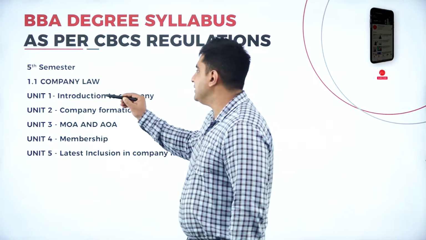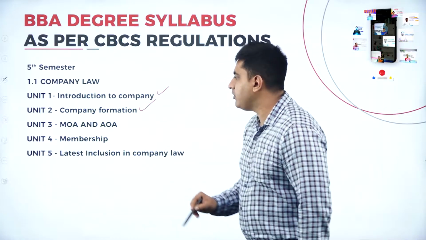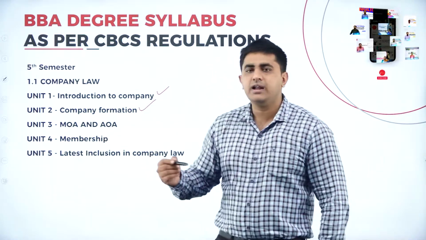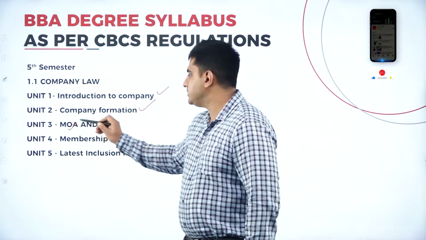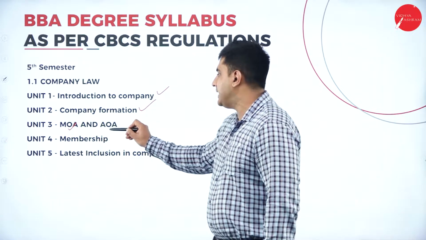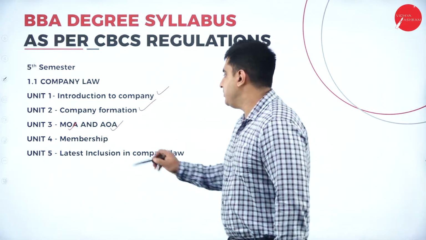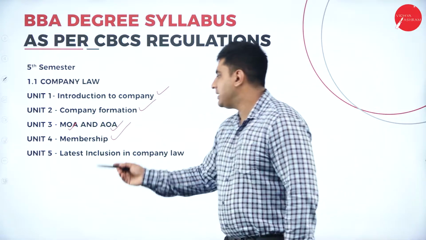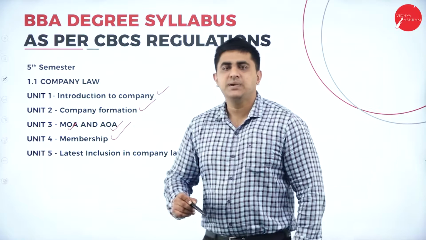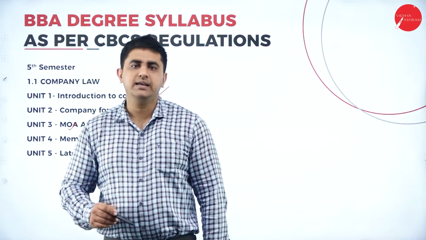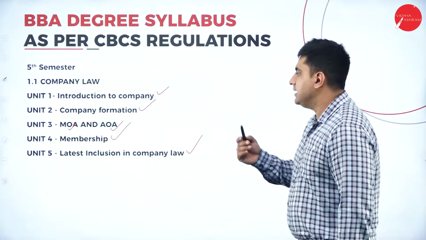The first chapter is Introduction to Company. The second chapter is Company Formation. The third is MOA and AOA. MOA means Memorandum of Association and AOA means Articles of Association. The fourth chapter is regarding membership, and the last chapter is the latest inclusions in company law, that is, as per the new Companies Act 2013. So these are the different units which you will be dealing with in this subject.